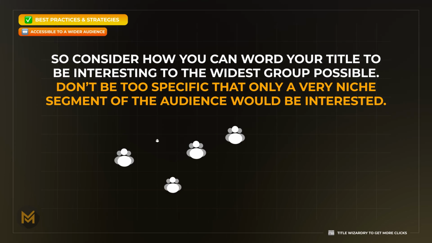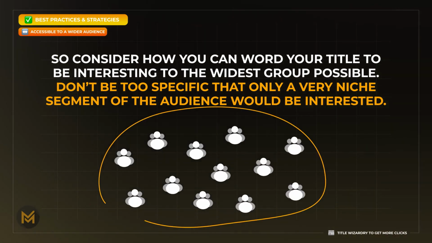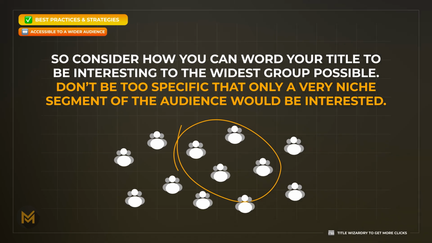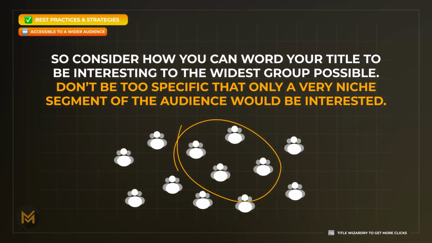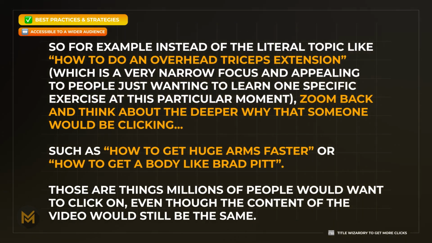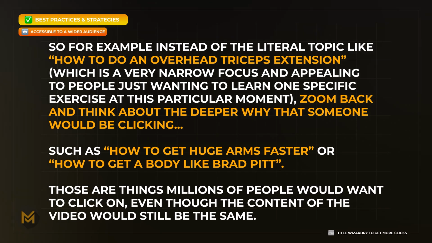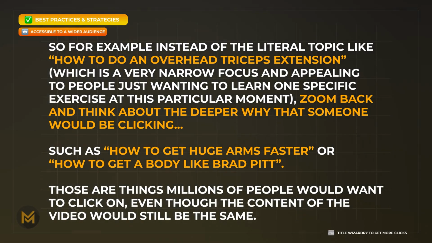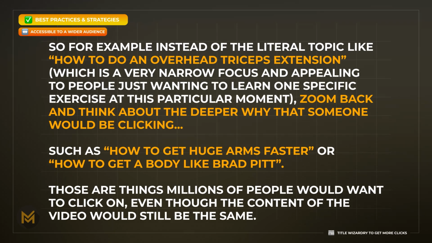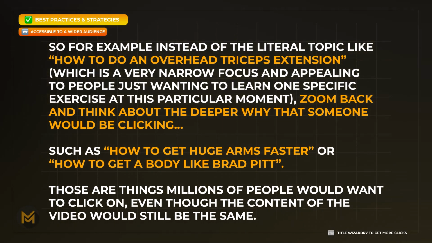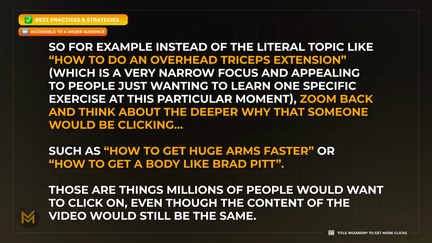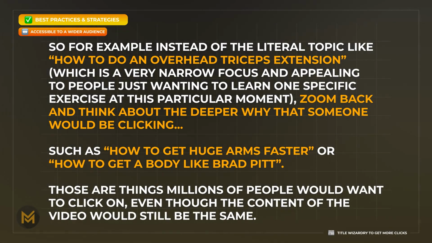So, consider how you can word your title to be interesting to the widest group possible. Don't be too specific that only a very niche segment of the audience would be interested. So for example, instead of the literal topic, like how to do an overhead triceps extension, which is a very narrow focus and appealing to people just wanting to learn one specific exercise at this particular moment, instead, zoom back and think of the deeper why that someone would be clicking, such as how to get huge arms faster, or how to get a body like Brad Pitt.